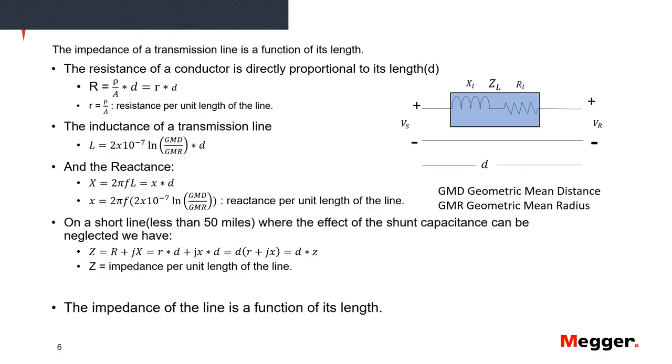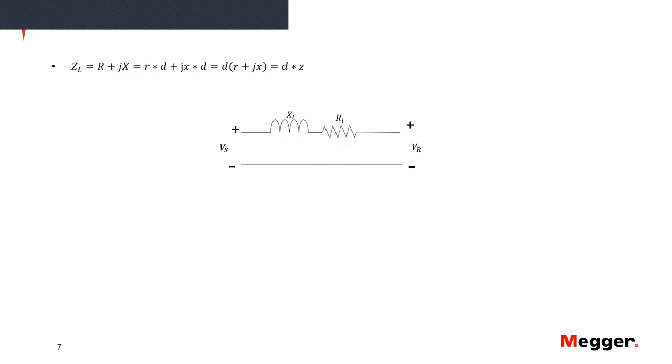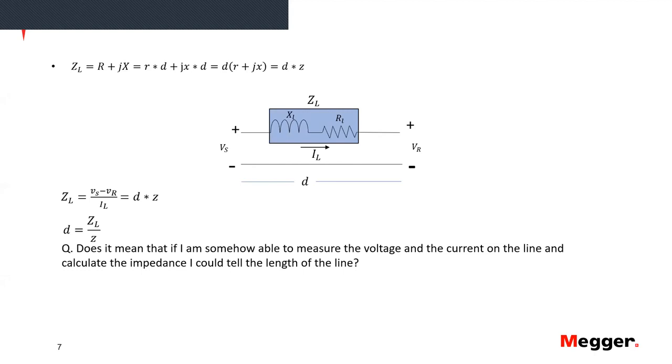And this is very important because this is, let's say, where the basis for distance protection lies. So let's say I have this equation that I have just defined. I can say that if I know the impedance of a line, I can calculate its length, and the other way around. All I need is one in order to be able to determine the other. Now, does it mean that if I am somehow able to measure the voltage and the current that are circulating on the line at any given moment and calculate the impedance, I could tell the length of the line?